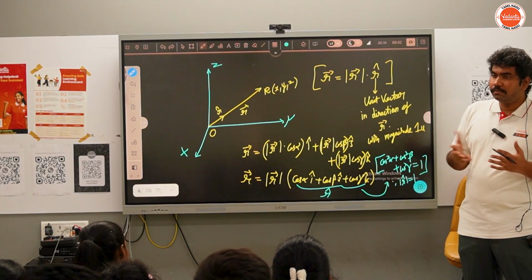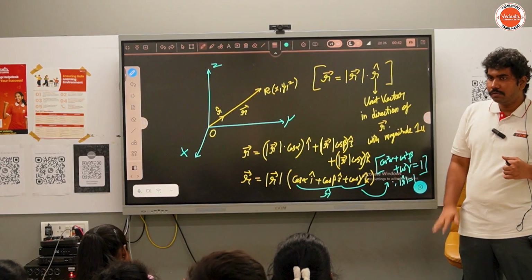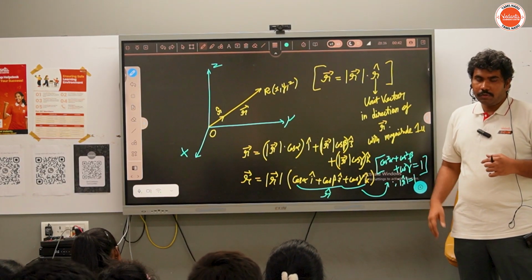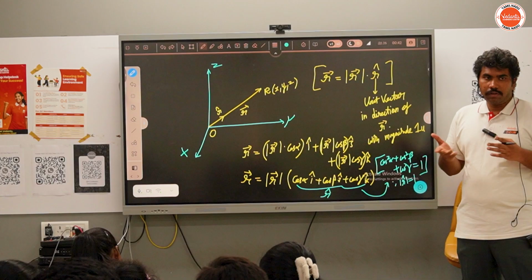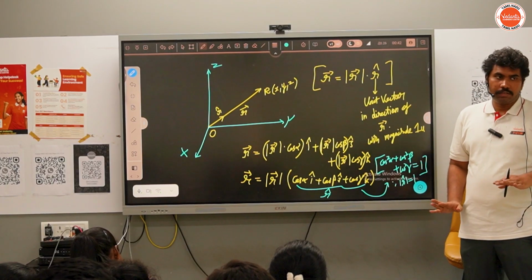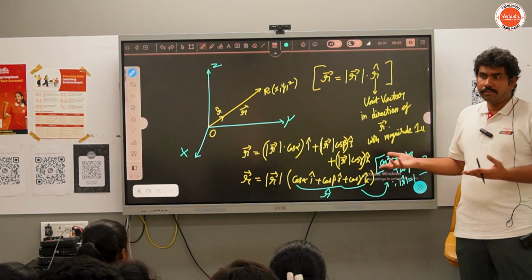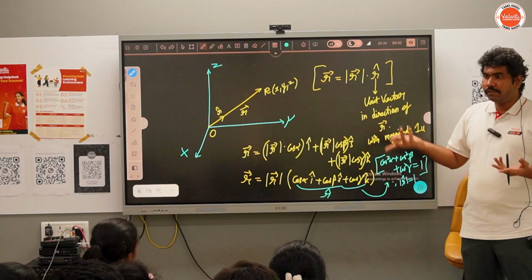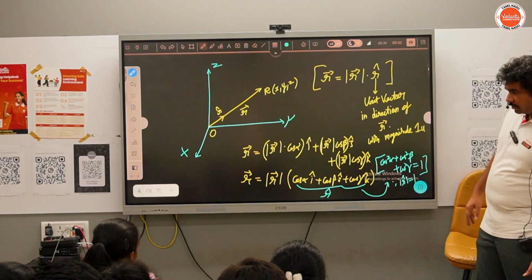Okay, what is l then? l will be equal to a by root of a square plus b square plus c square, where a, b, c is the direction ratio. And what is root of a square plus b square plus c square? Magnitude of that vector. Okay, that's how it goes.